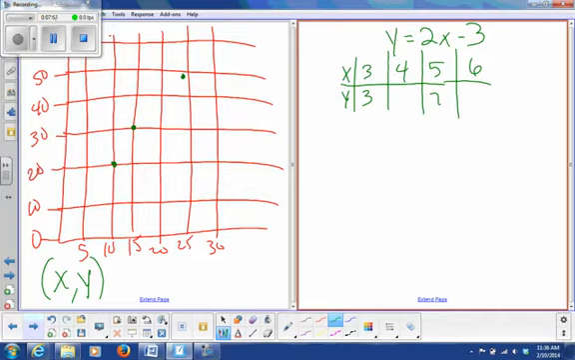What would be my first missing number here? There's my rule, so all I'm going to do is plug in these numbers for x into the rule to get y. It's 5. Okay, so you put 2 times 4 minus 3. 2 times 4 is 8, minus 3 equals 5. Good. So 5 goes there. What about number 6?